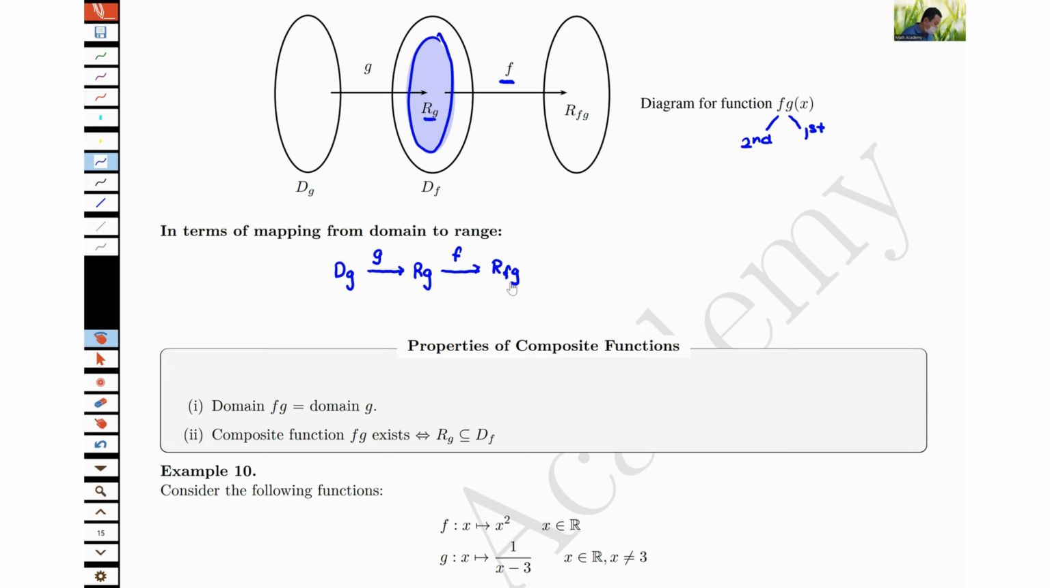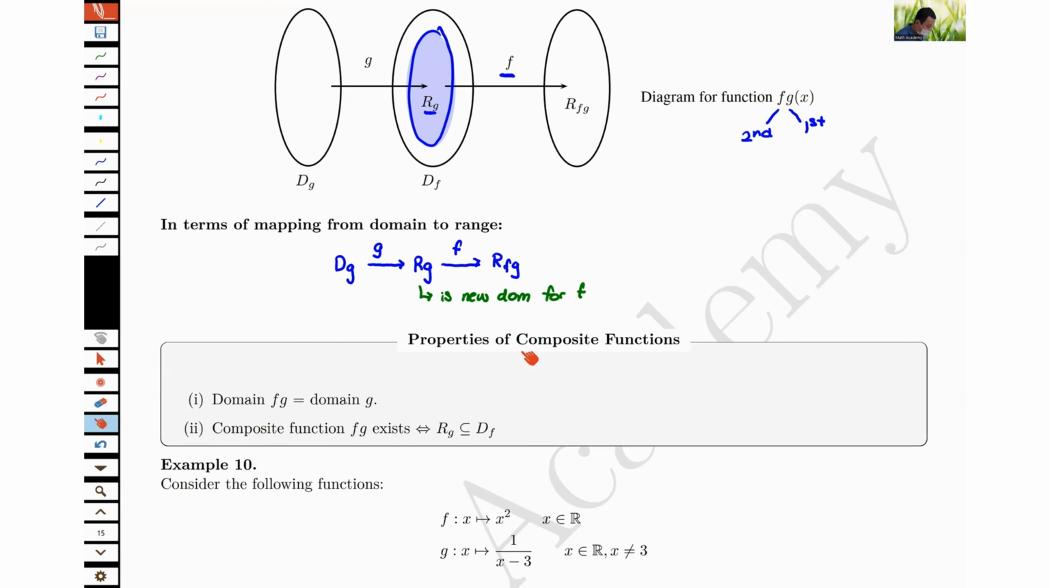And I emphasize for the third time today, this range G is the new domain for f function. You're applying f not on the entire set. Okay, we don't care about what is domain f. We are going to apply f on range G.